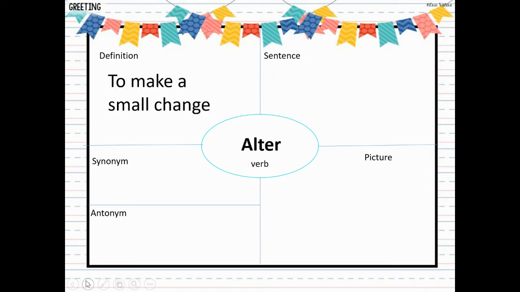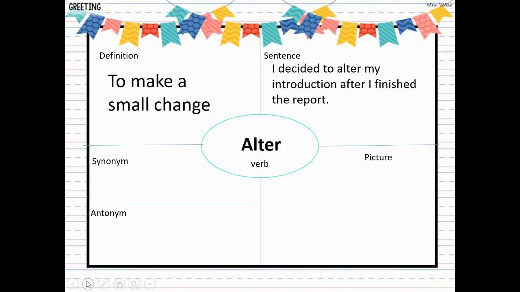Our next word was alter, which was to make a small change. Our sentence for alter is, I decided to alter my introduction after I finished the report. So changing the introduction a little bit when the report was done. Maybe it wasn't the best introduction or you changed your topic, so you went back and altered. I decided to alter my introduction after I finished the report.